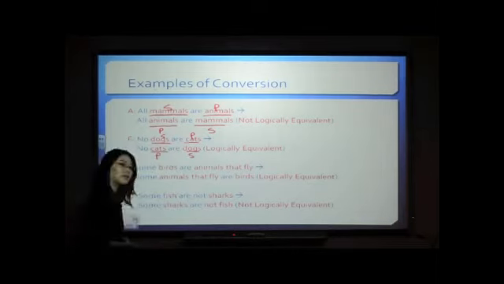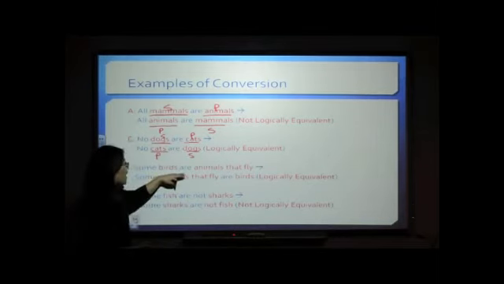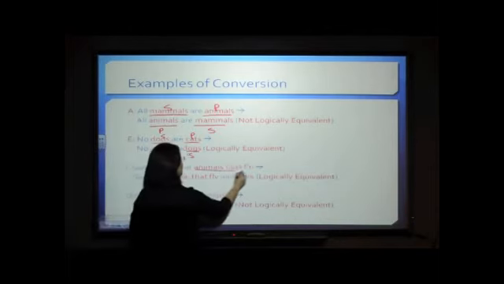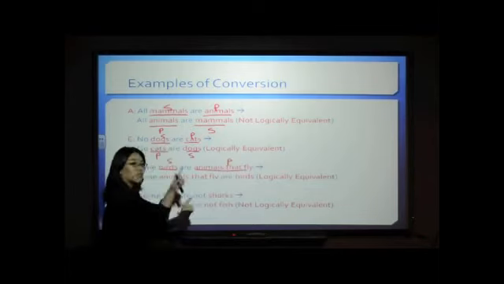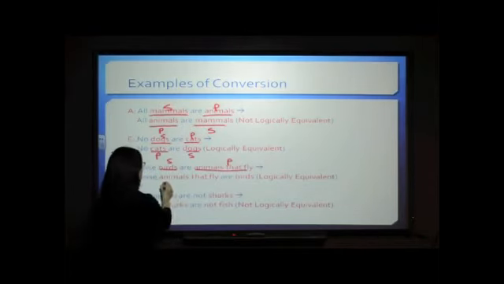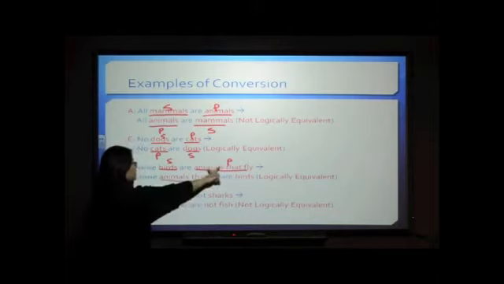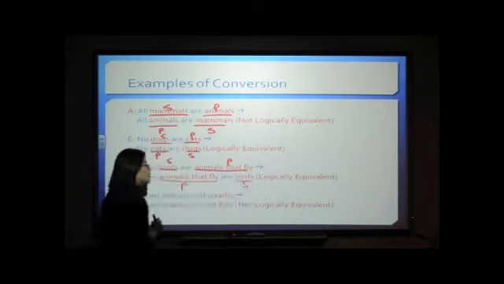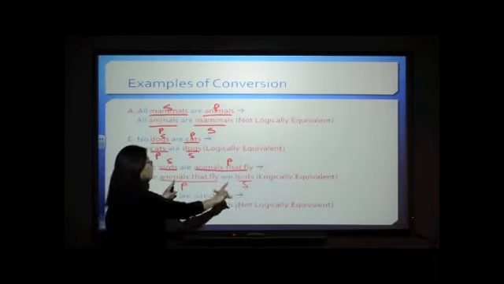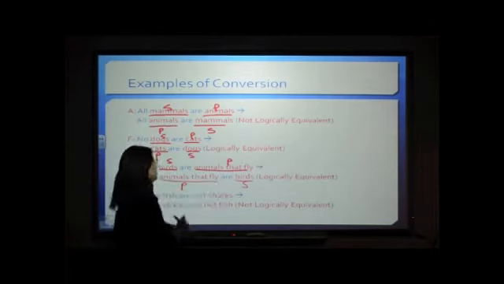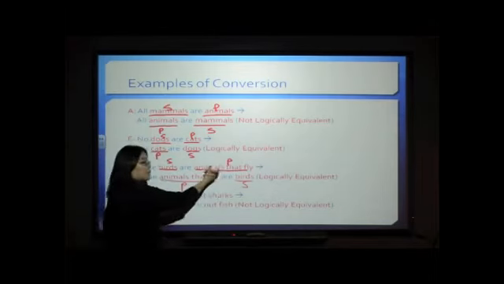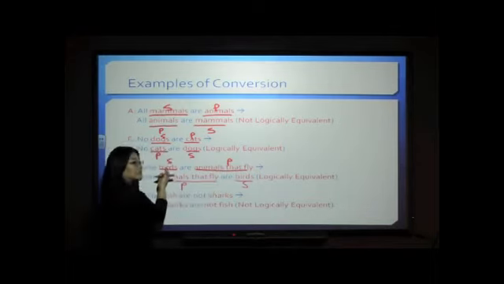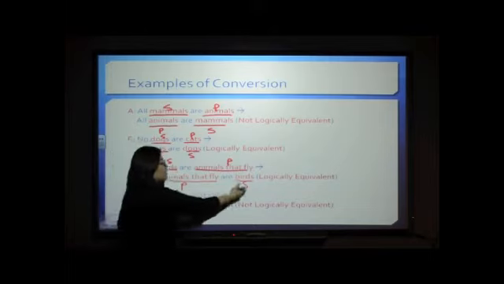Now, here is the I-type statement. Some birds are animals that fly. Once again, here is the subject term, and here is the predicate term. For conversion, we switch these. So here we have animals that fly, and this was the predicate term from the original statement. And birds is over here, which was the subject term from the original statement. After we've done conversion, what was the predicate term of the original statement now becomes the subject term, and what was the subject term of the original statement now becomes the predicate term.